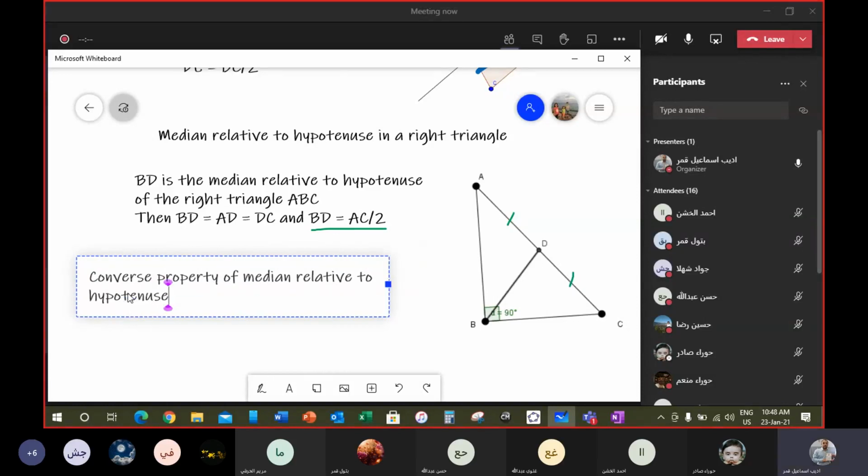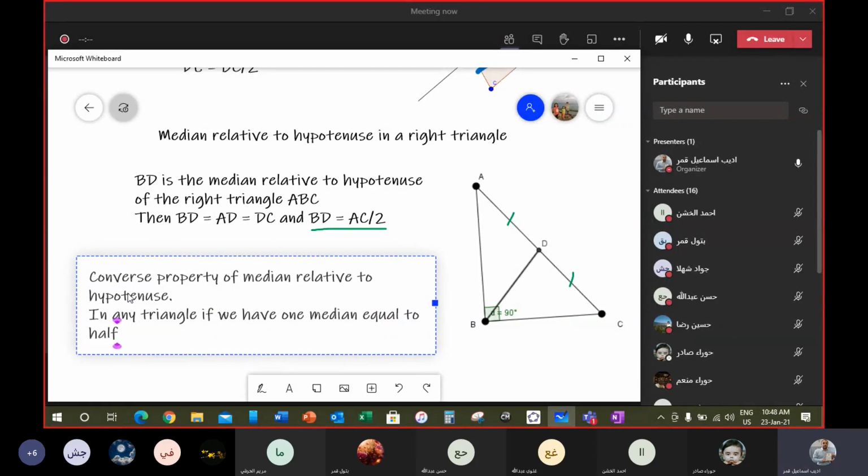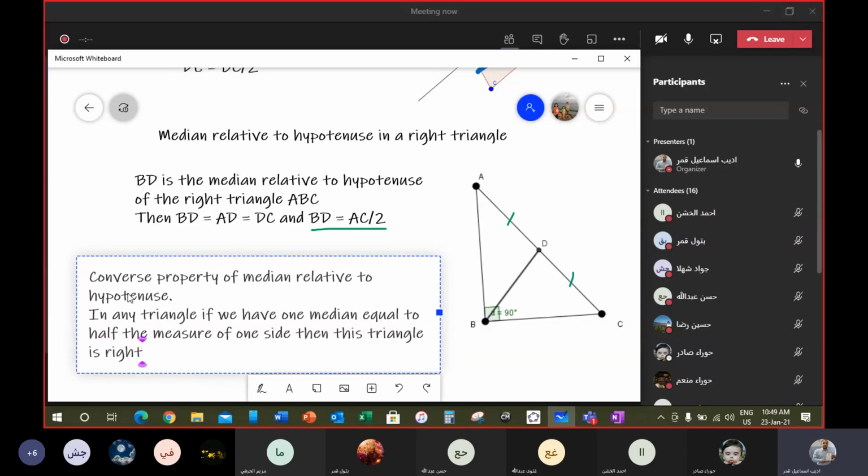The converse property of the median relative to the hypotenuse says: in any triangle, if we have one median equal to half the measure of one side, then this triangle is right.